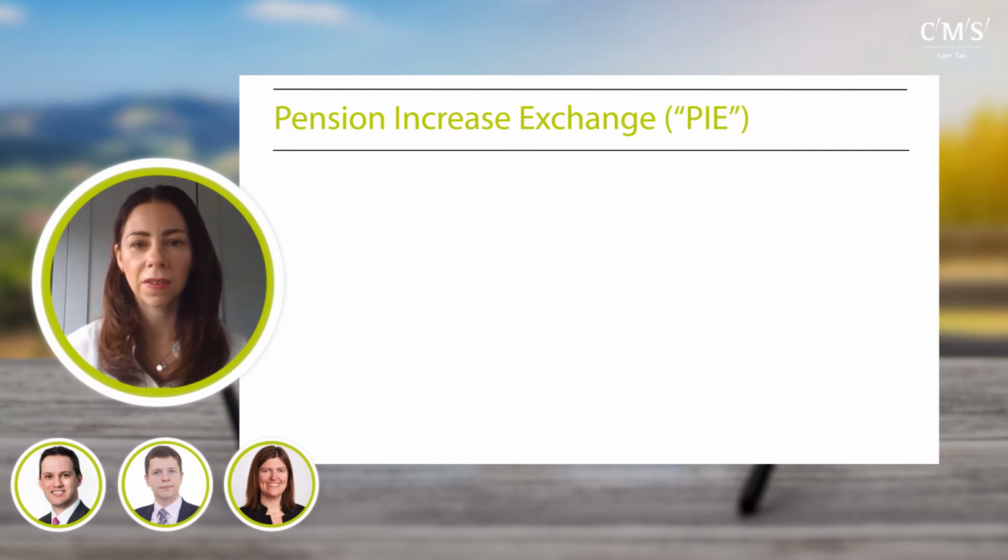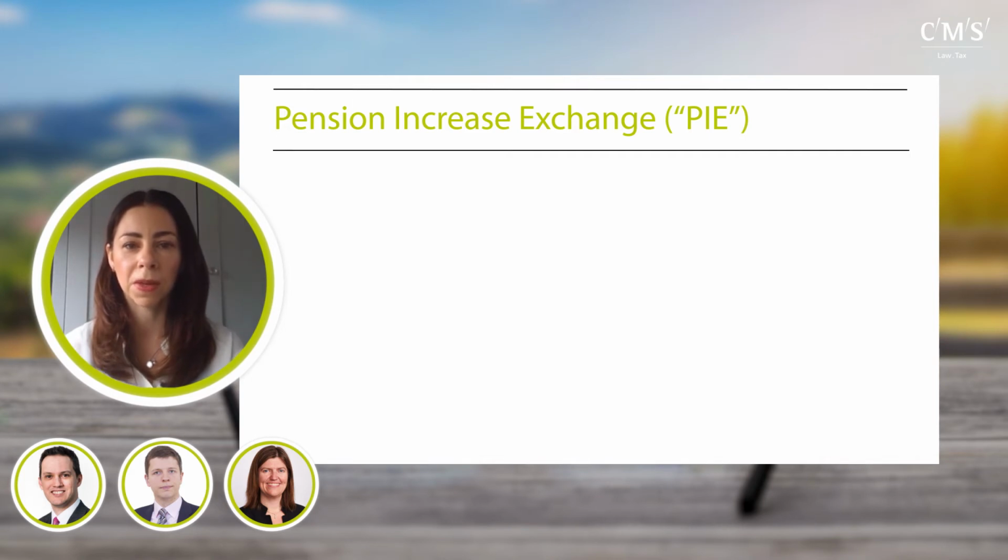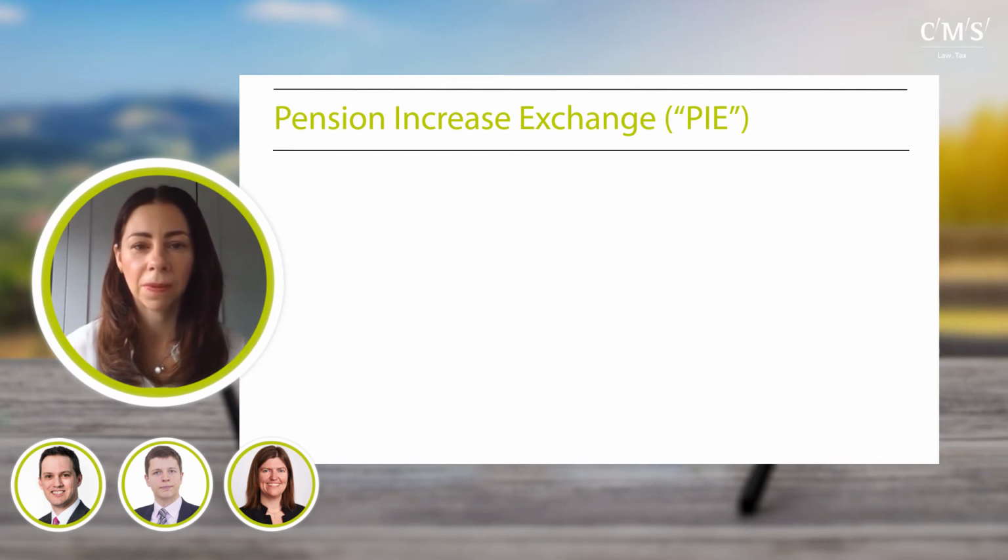A PI exercise involves offering members the option to exchange some or all of the non-statutory increases payable on their pension in payment for a one-off uplift in the amount of their pension. Basically, a member is agreeing to give up increases that would be otherwise paid on their pension in the future in return for receiving a higher starting pension.